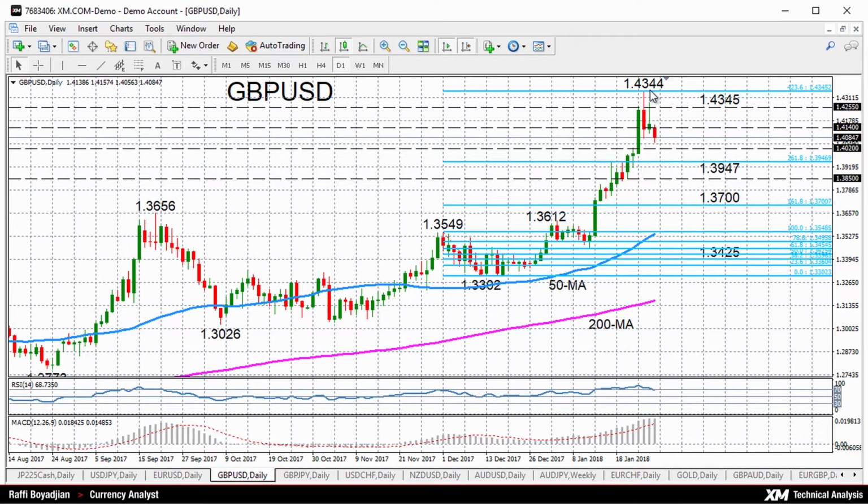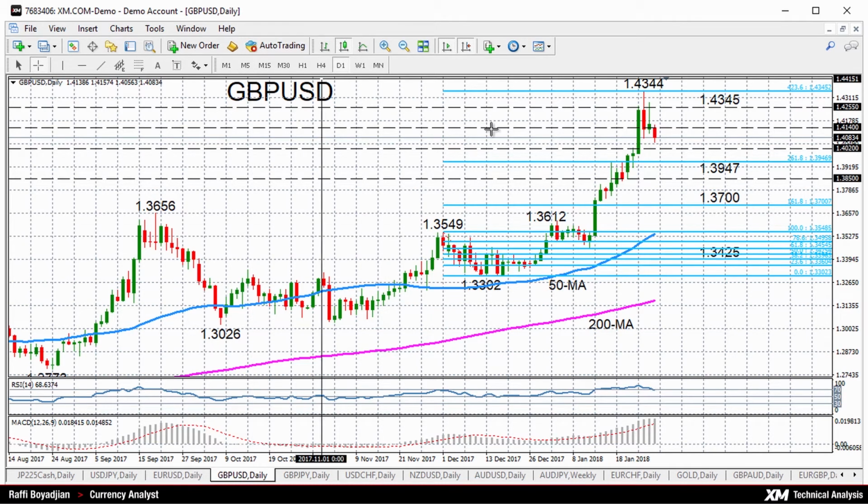1.4344 last week, and that in fact was the 423.6% Fibonacci extension of the down leg from 1.3549 to 1.3302. So clearly a very important resistance area forming there. At the moment, though, prices are heading downwards. We can see, although the RSI is still comfortably in bullish territory, it having crossed into overbought area last week, it is now trending lower and has just dipped below the 70 level. So intraday momentum is to the downside.